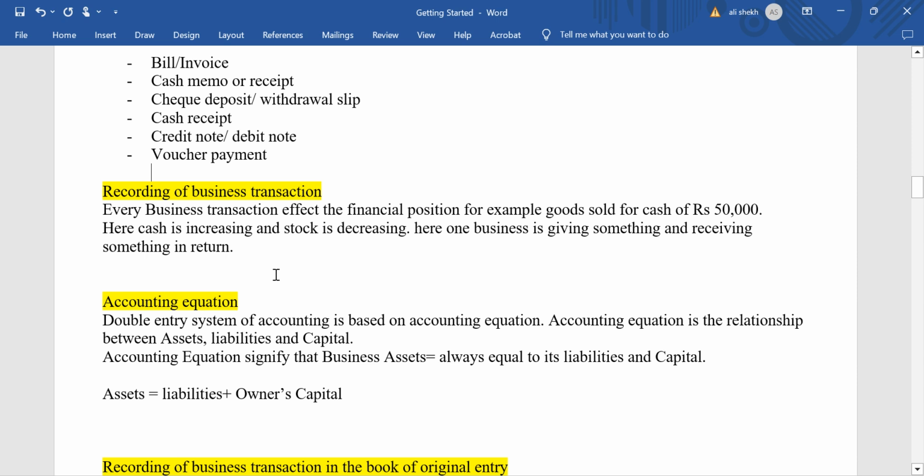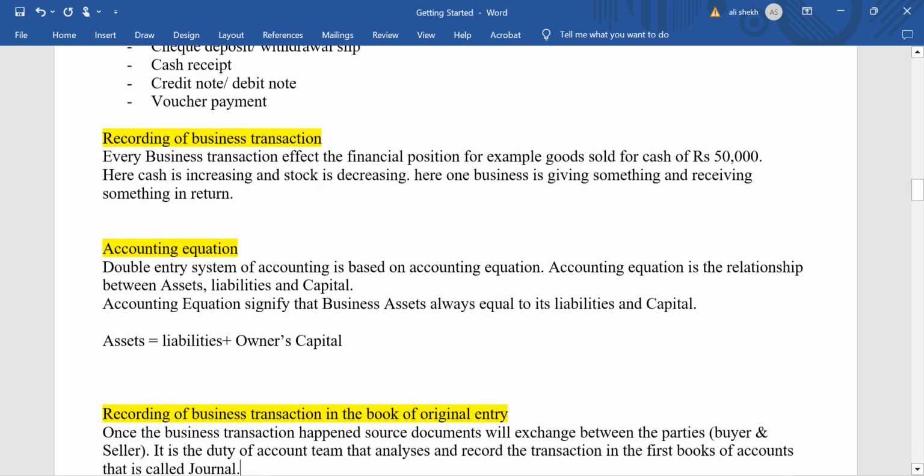Accounting equation. Double entry of accounting is based on accounting equation. Accounting equation is the relationship between assets, liabilities, and capital. Accounting equation signifies that business assets are always equal to its liabilities and capital. So the formula for the accounting equation is assets equal to liabilities plus owner's equity.